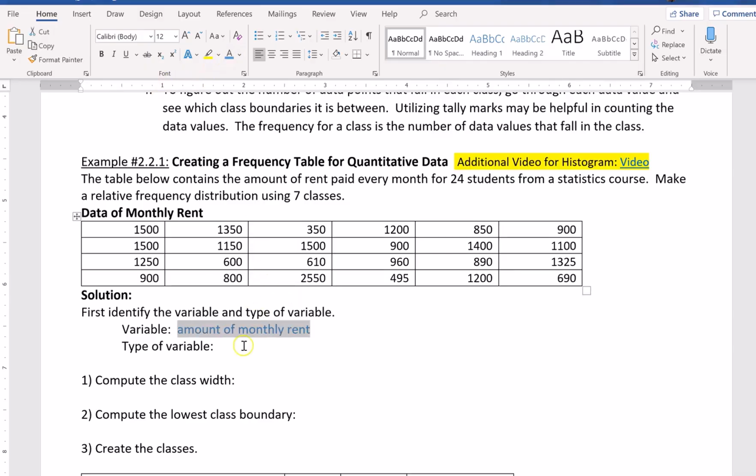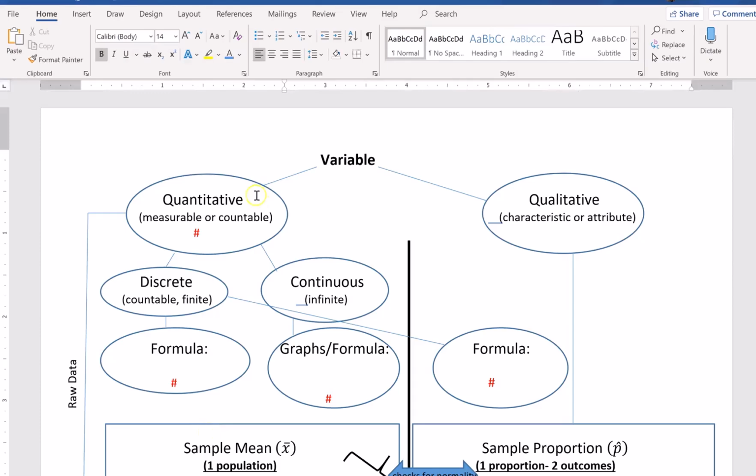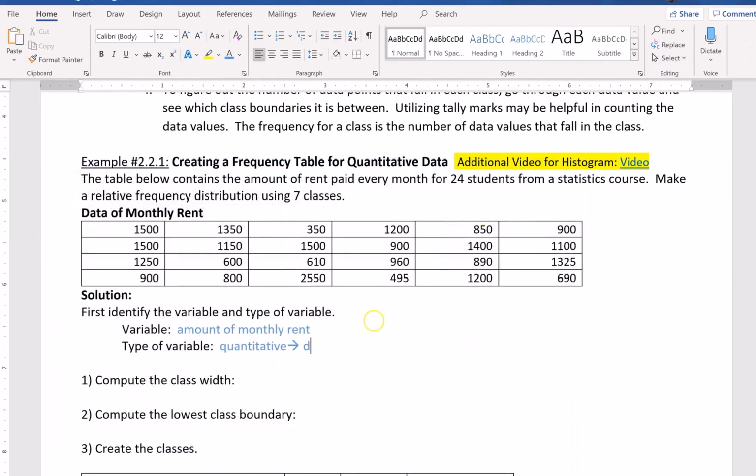Now, is that quantitative or qualitative? That's a quantitative variable because we're talking about money here. Money is quantitative. It is countable. So that leads us, is it discrete or continuous? If you look at your overview sheet, is it something countable or is it something you would measure? Money is something that you count, so that's discrete.